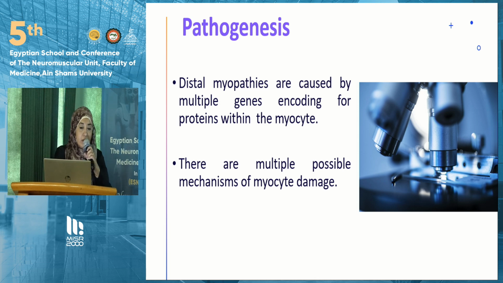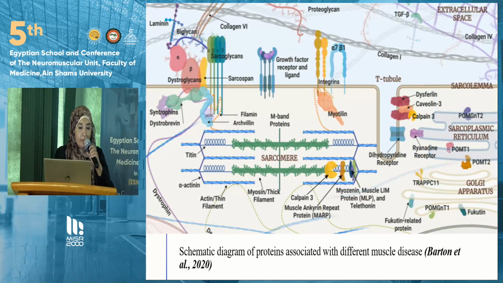The pathogenesis of the distal myopathies involves multiple genes encoding for proteins within the myocyte. There are multiple possible mechanisms of myocyte damage. Here are the different proteins included in the sarcomere and the myocyte. This is the titin and dystrophin.